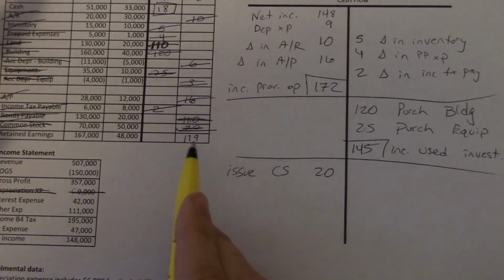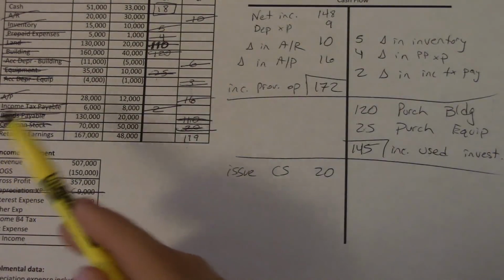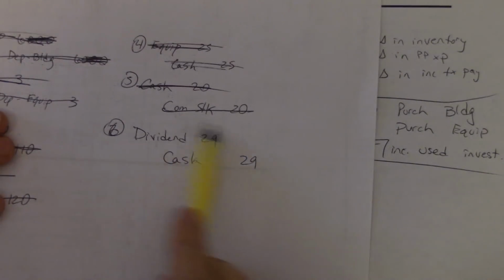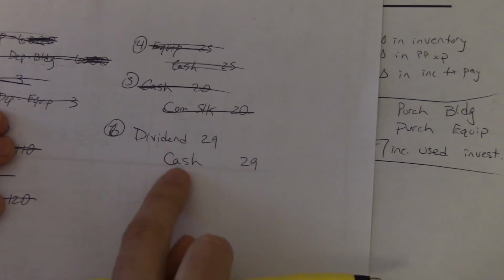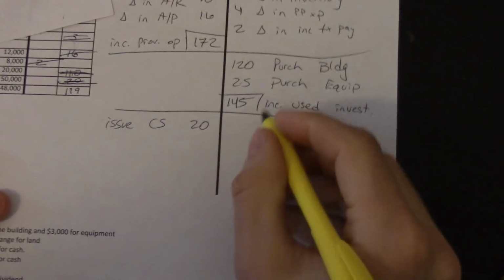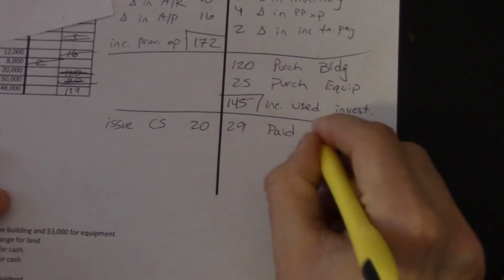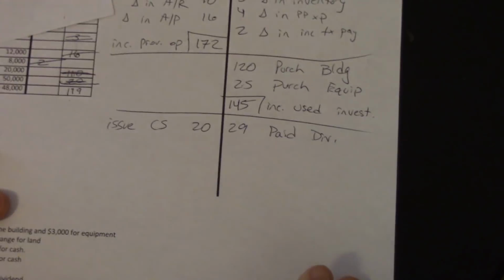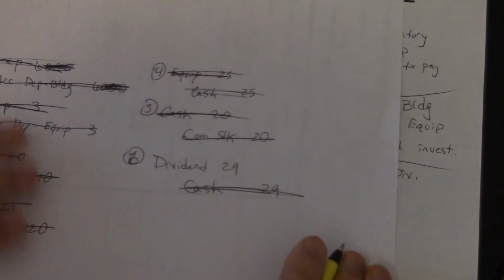And finally, retained earnings. A credit of 119. Journal entry number 6. Let's look at that. In journal entry 6, let's look for the cash first. We're spending $29 in cash. A credit to cash, so we will credit cash in our cash flow account. And we're paying dividends. Cross off this cash account.